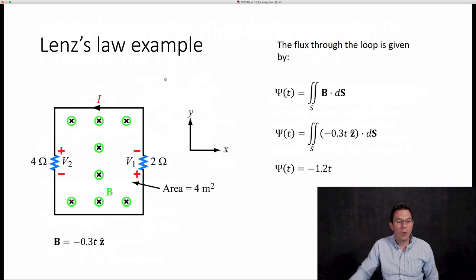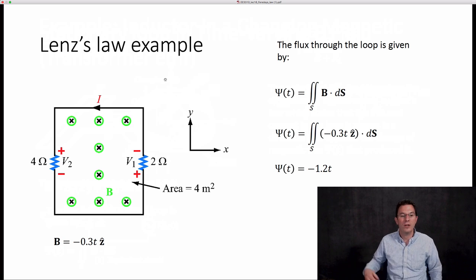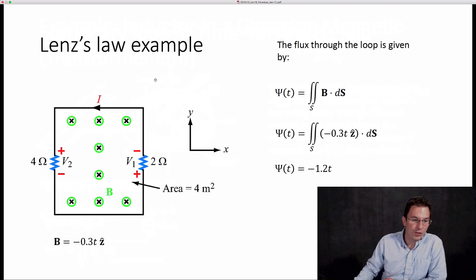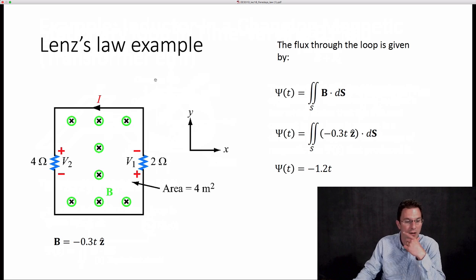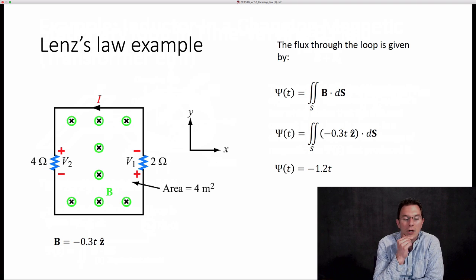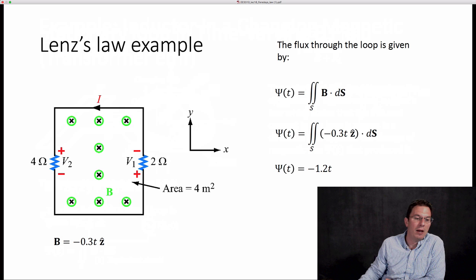Let's just look qualitatively here and see if we can reason through and figure out what direction the induced current is going to be, simply based on Lenz's law. We know that the impressed B field points in the minus z direction. So whatever direction our current is in, it needs to create a field throughout the loop that opposes that, in other words, that points in the plus z direction.